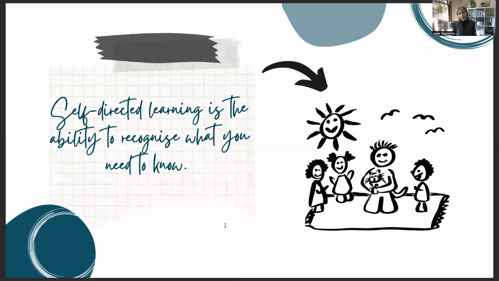So what is self-directed learning? Self-directed learning is the ability to see where you want to go and what you need to know in order to get there. So we do it all the time. Like people say to me all the time, you're a dog with a bone if you want to get something. And I think we all have a little bit of that in ourselves.